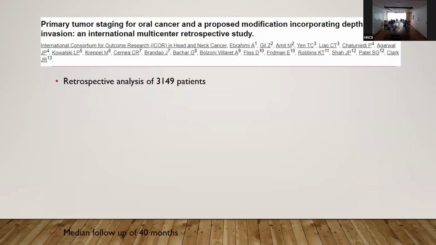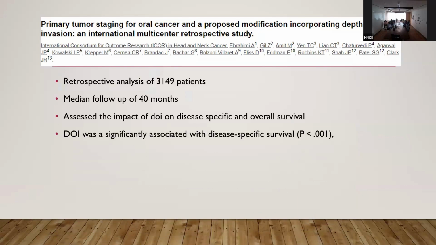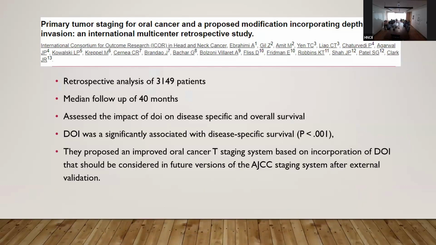So this ICOR study was a retrospective analysis of 3,149 patients. They showed that depth of invasion was significantly associated with disease-specific survival. Hence this was incorporated into our AJCC staging.